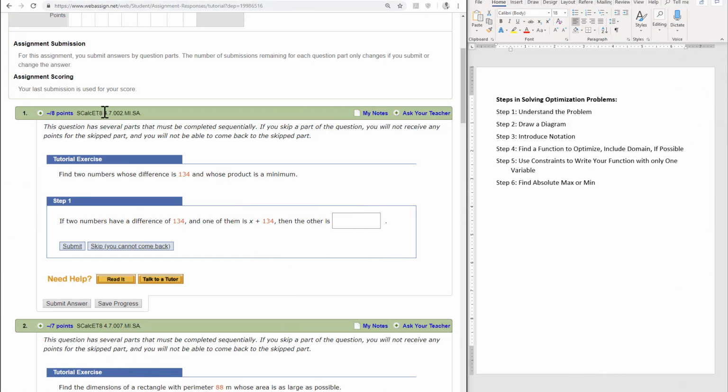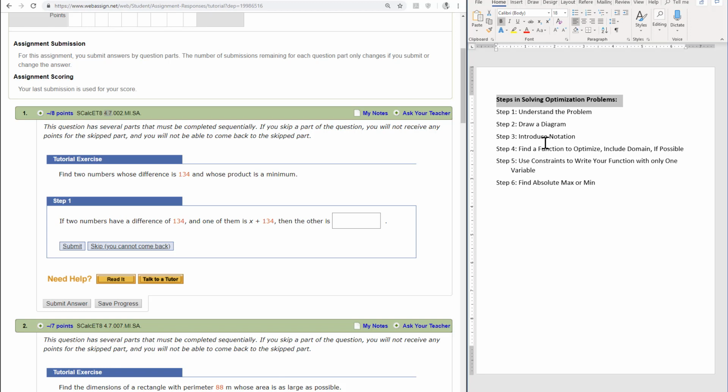Let's do a problem from section 4.7, lab assignment. 4.7 is a section on optimization, and here I have the step-by-step process for solving optimization problems. Optimization problems are really just a family of problems that ask you to maximize or minimize something.